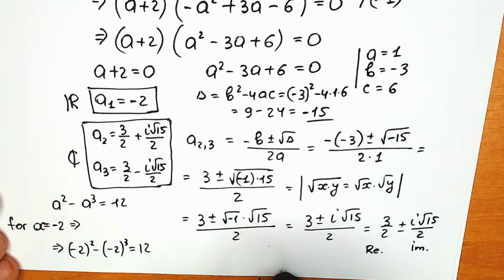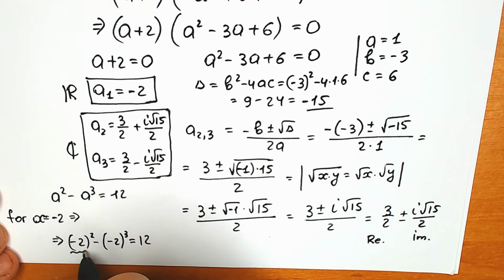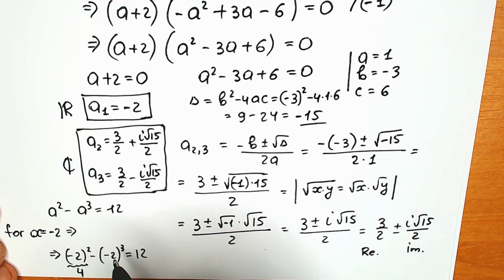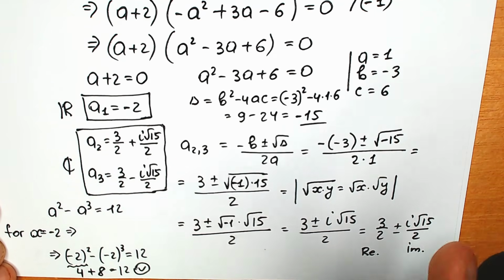A lot of powers, a lot of negative signs, but minus 2 square equals 4. Yeah, we have an even power. And minus 2 cube is an odd power, so it means that we still have a negative sign. As a result, with this negative we have positive, so plus 2 cube equals 8. So everything is great. Whether you have x or a, it doesn't matter. For example, x square minus x cube equal to 12, or a square minus a cube equal to 12. In that case, a equals minus 2. So we solved this question.